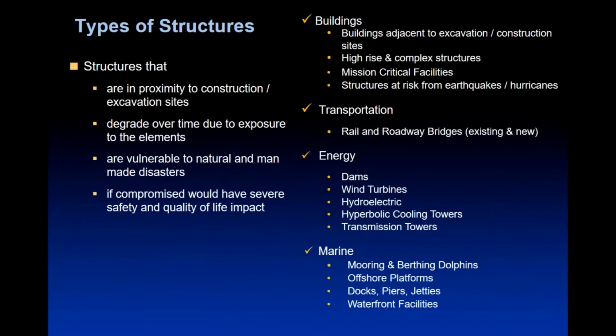These are the sorts of buildings and structures that we can look at: buildings, transportation, railway and road bridges, for energy, dams, wind turbines, hydroelectric effects, hyperbolic cooling towers, and transmission towers. And then marine: mooring, berthing, the dolphins, offshore platforms, docks, piers, jetties. All of these we've had a look at, and we've got information coming off their behavior.